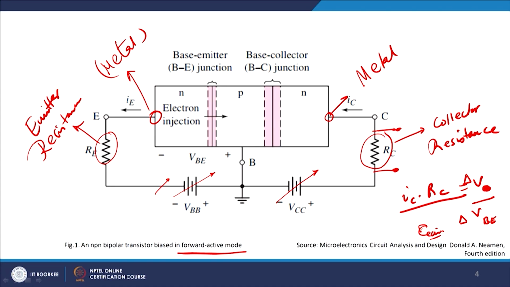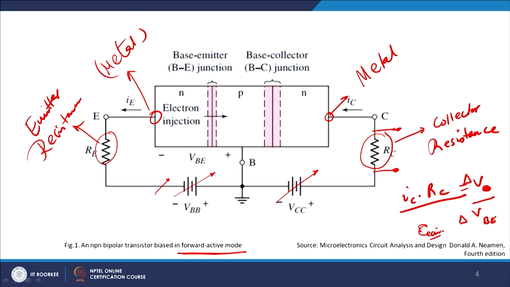As long as you are able to sustain a large current across the collector end, that multiplied by the collector resistance will give you a large voltage drop. This voltage drop will therefore change depending on the value of VBE. So VBE is your input voltage, and output voltage by input voltage will give you the gain.